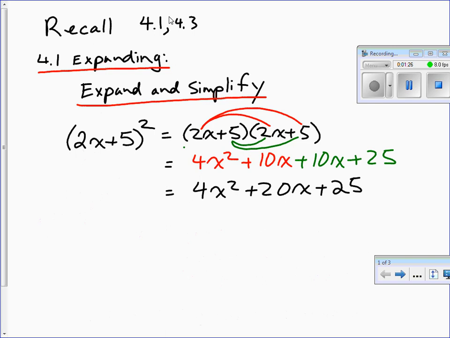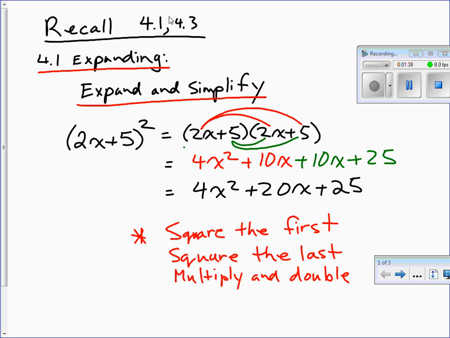I remember a while back, I taught you a ridiculous lesson. I basically started the lesson with a song: square the first, square the last, multiply and double. And this was directly in response to this type of question. We call this type of question a perfect square.